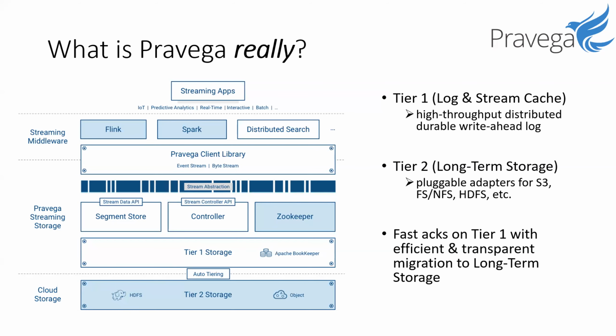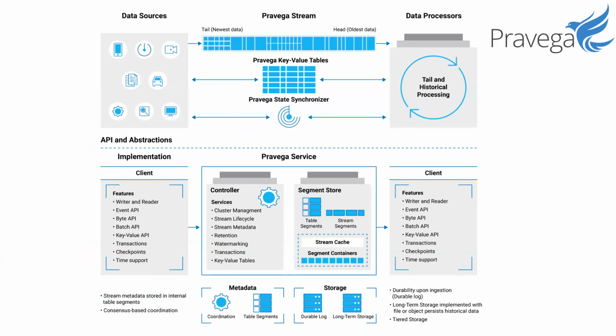This is a much more detailed diagram, showing the split between API and abstractions at the top and implementation at the bottom. What we provide in terms of abstractions is the main abstraction of a stream. On top of stream segments, we've also built key value tables and a state synchronizer.